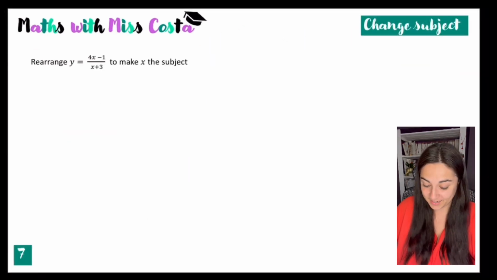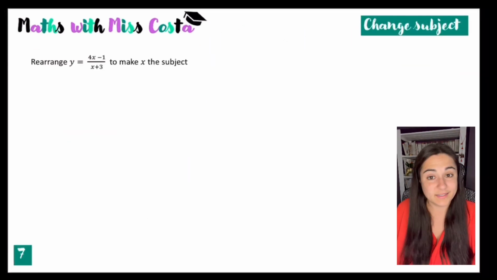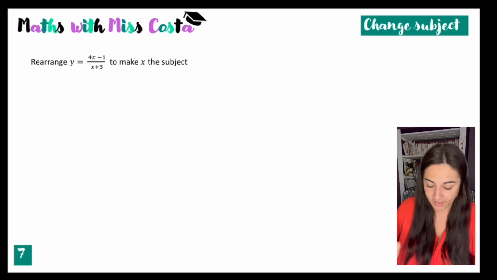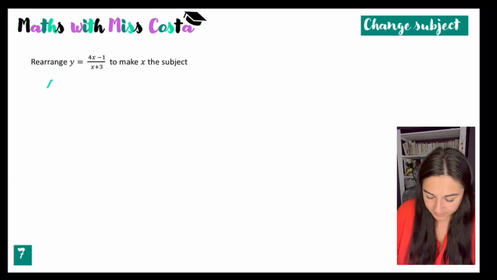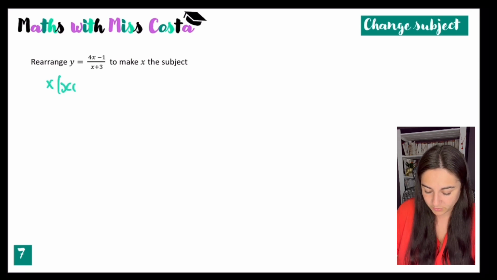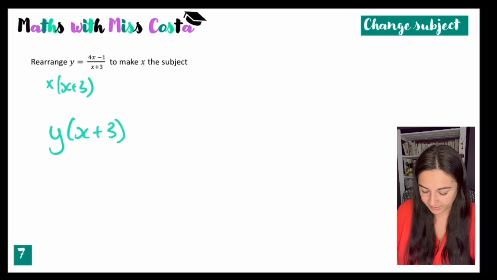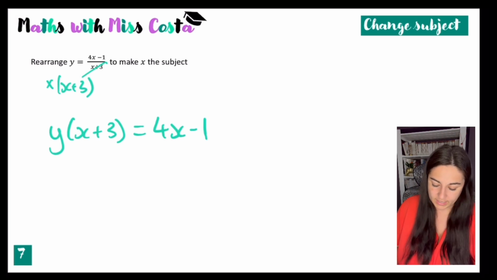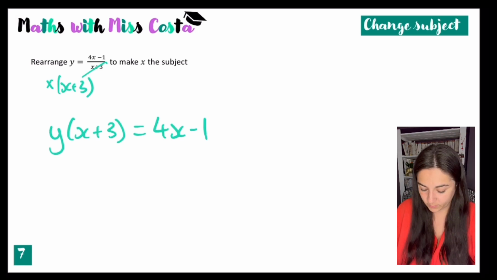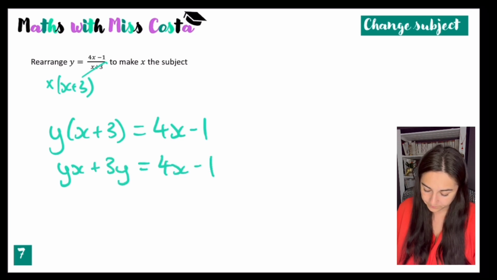And a slightly trickier one, but doing the same things nonetheless. So you've got a fraction. Whenever you have a fraction, you want to just get rid of it by multiplying both sides by the denominator. So multiply both sides by minus 3. So you'd be left with y brackets x plus 3 equals 4x take 1. Remember, the reason you do the inverse is because it cancels itself out. Now you've got this nice little equation. Let's expand the brackets. So yx plus 3y equals 4x take 1.